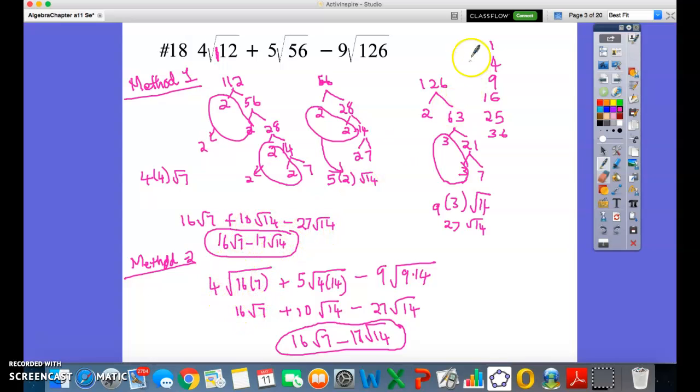The other method is to find the biggest perfect square number that goes evenly into these numbers. So I know that 16 goes evenly, so 16 times 7, and then 4 goes evenly into the 56, 4 times 14, and 9 times 14 is 126. So we got the answers. So this is the answer.